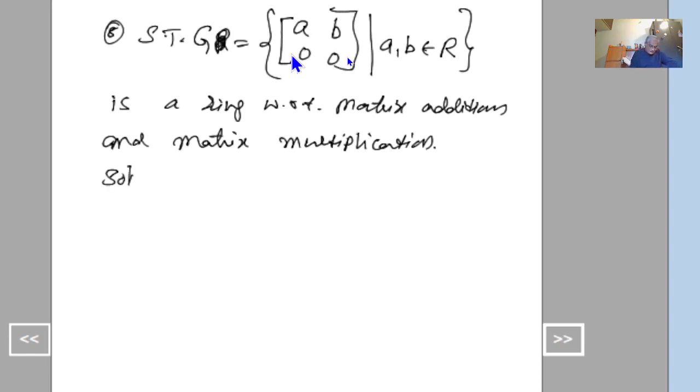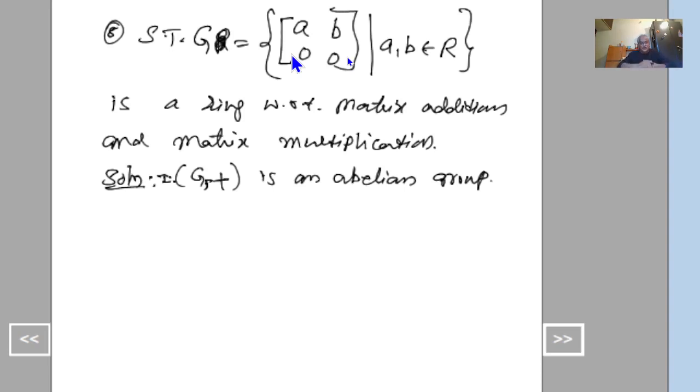So here, number one, I have to prove that G comma plus is an abelian group. For that, I have to show that 5 axioms are satisfied: closure law, associative law, identity, inverse, and the commutative law. Let me try one by one here.